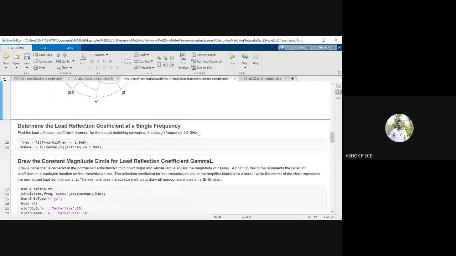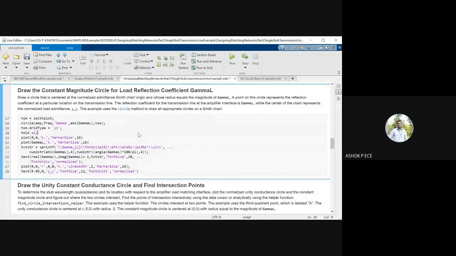So we are bothered. I told you these impedance matching networks will work only at one particular frequency. So I am going to design the network at the frequency 1.9 gigahertz. I am extracting the value of frequency and gamma L at 1.9 gigahertz. Okay, I am extracting that particular value. What is the frequency and what is the reflection coefficient value? I am extracting it from that Smith chart object.